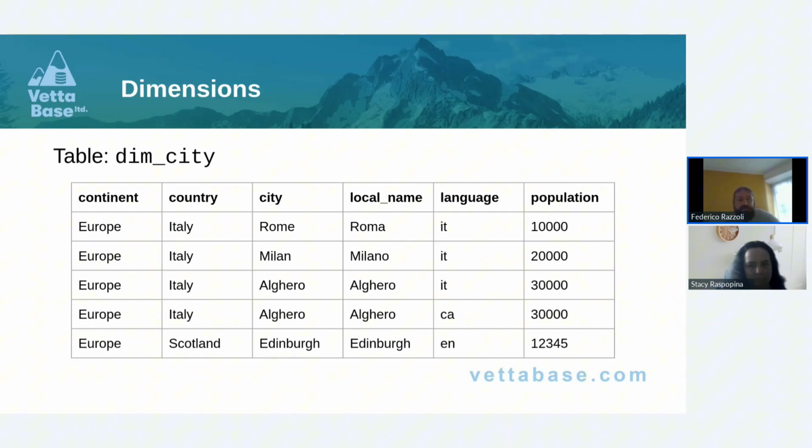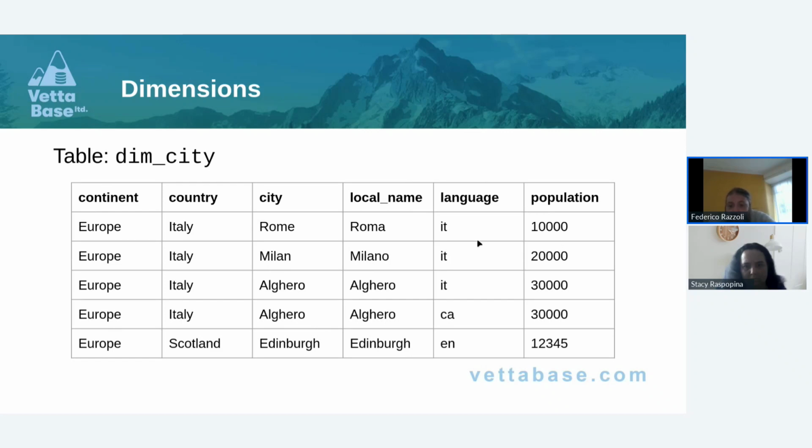here's an example. This is a hypothetical dimension called dim city. It's a sort of convention to start dimension table names with dim underscore. As you can see, we have columns that are kind of hierarchical. Continent: in a continent, we find countries. In countries, we find cities. And basically, Europe is repeated many times. Italy is repeated many times. And they are repeated once for every different city.